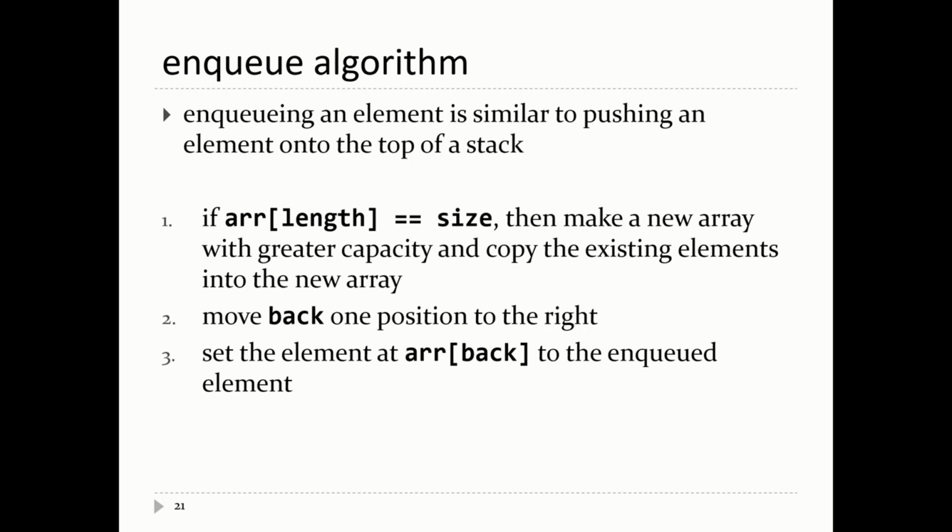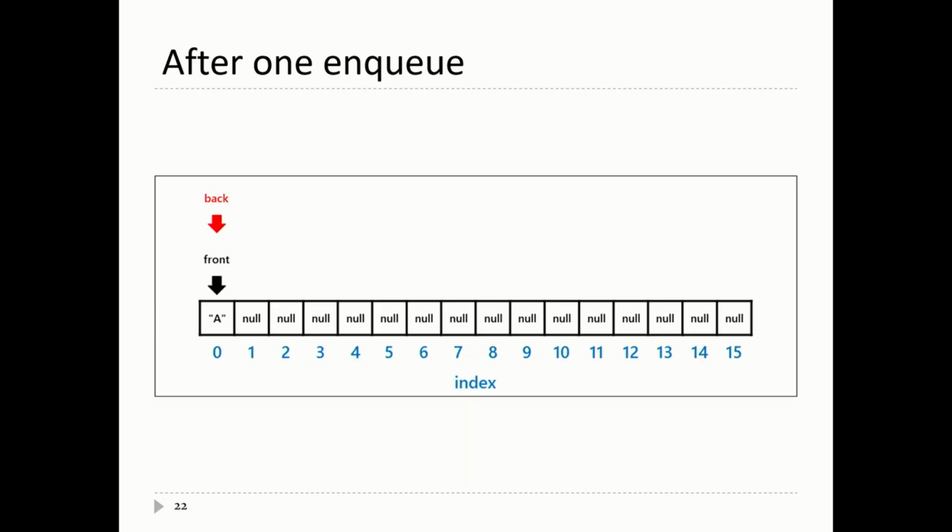So remember, when we enqueue, we're adding to the back. We're going to move back one position to the right to indicate that we've got a new element in the queue. And then we're going to set the element at array[back] to the enqueued element. This is exactly the same as with the stack, except top is now back. So after one enqueue operation, we've added the A. Back goes to the right by one position, so it now points at the 0. The A is in the queue.